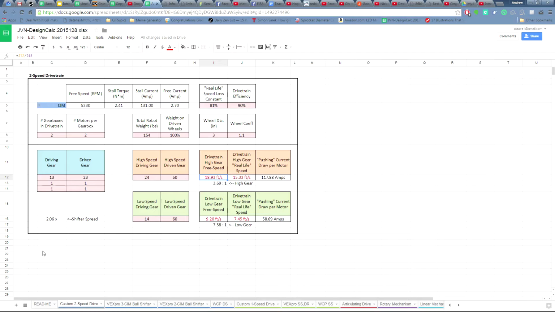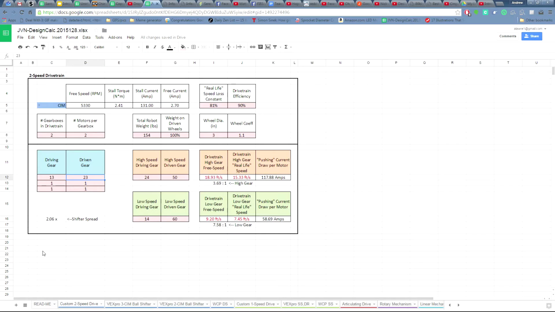Drivetrain high gear free speed says 18.93 feet per second. Drivetrain high gear real life speed is 15.33, and that's because of the speed loss constant over here in the drivetrain efficiency. If you account for all the different errors in manufacturing and thermodynamics, realistically you're going to gear for almost 19 feet per second, but you're going to get a little bit over 15, almost 15 and a half. That's an estimate. I always like to go by your free speed and just know that you're going to be a bit slower.